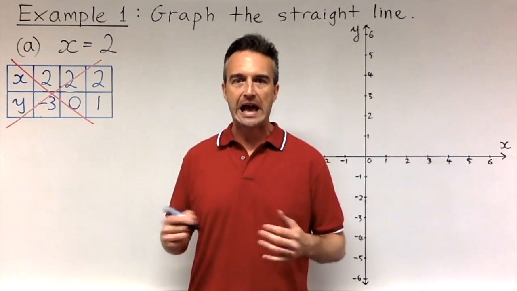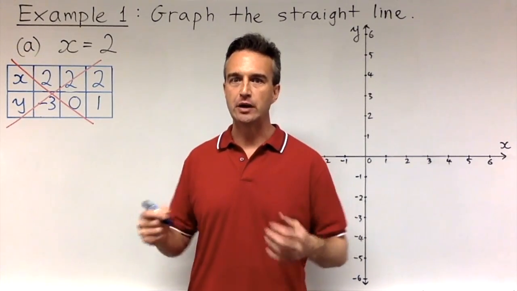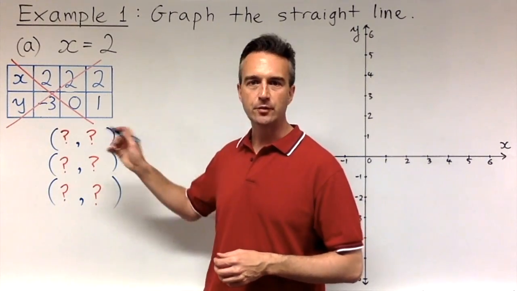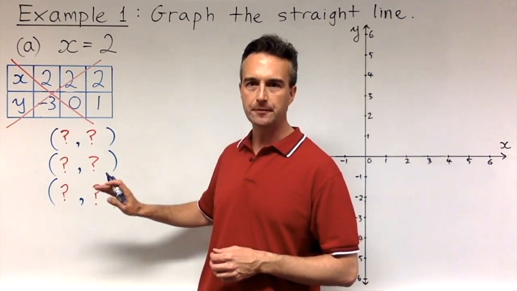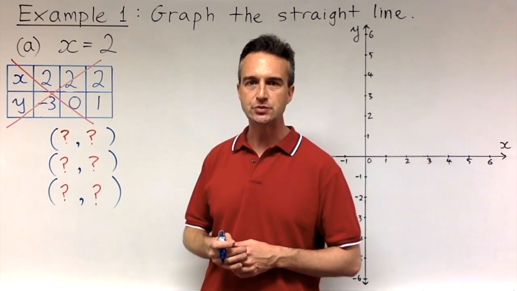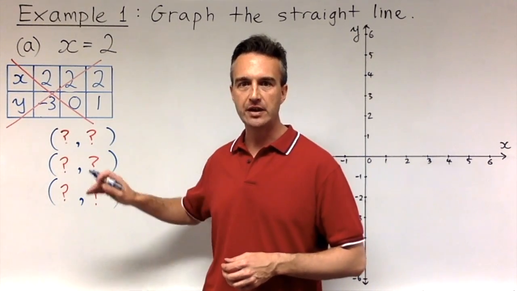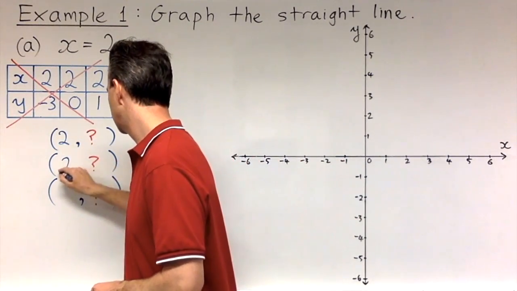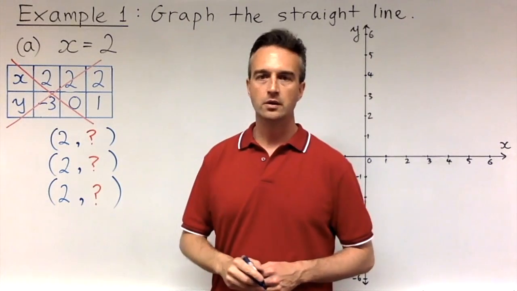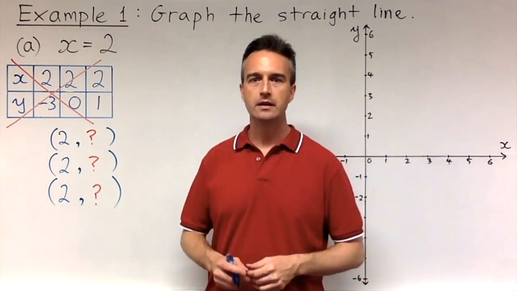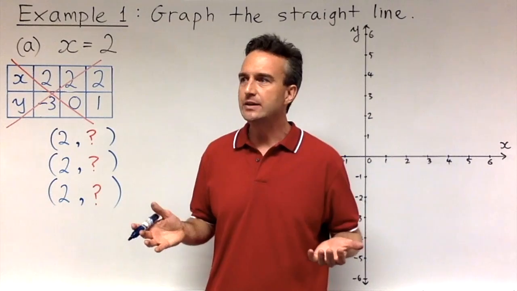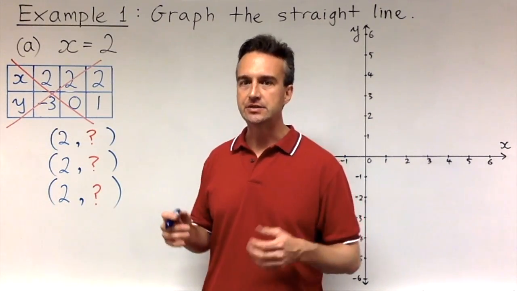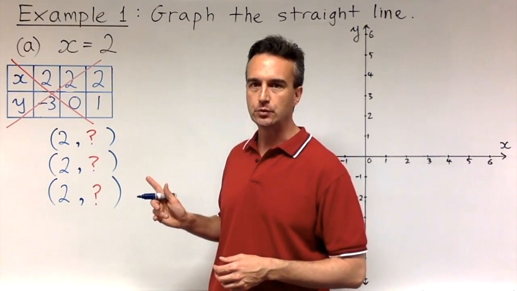So the big question is, how do we get our 3 points to graph this line? Let me show you. We will end up with the same points from the table, but it's much simpler. All we have to do is put x equals 2 for all the x coordinates of our 3 points. All the x coordinates are 2. And the y coordinates can be any random numbers we choose. Any real number will do. Let's choose -3, 0, and 1, like we did for the table.